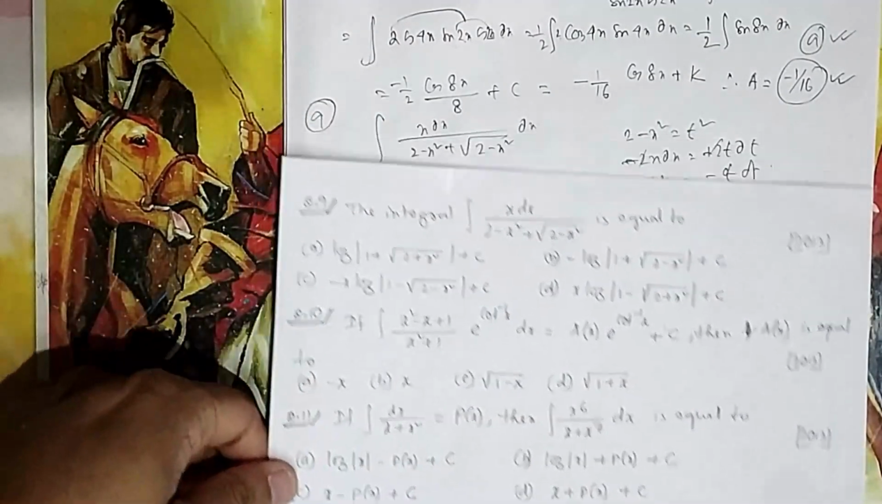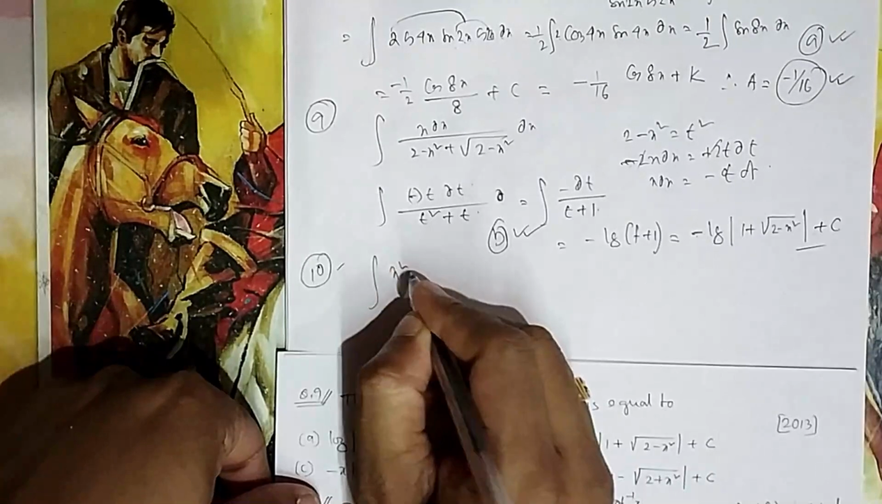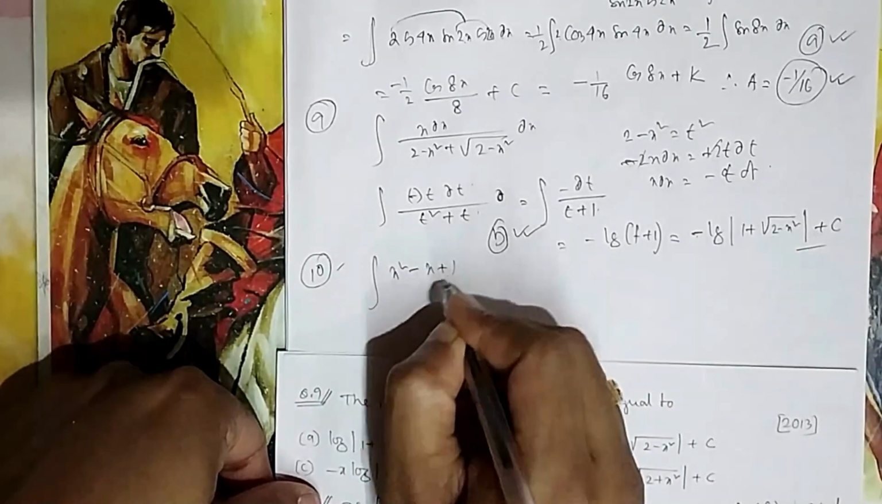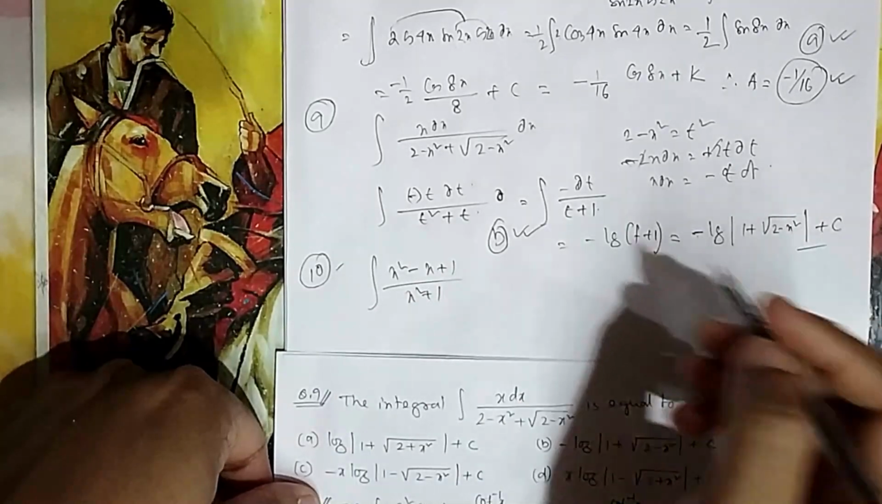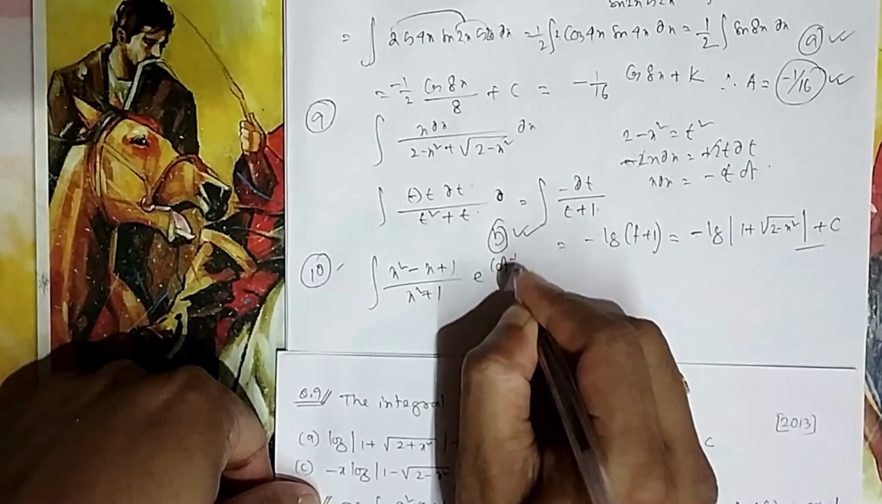Now if you come to question number 10, it is asking the integral of (x² - x + 1) divided by (x² + 1) into e to the power cot inverse x dx.